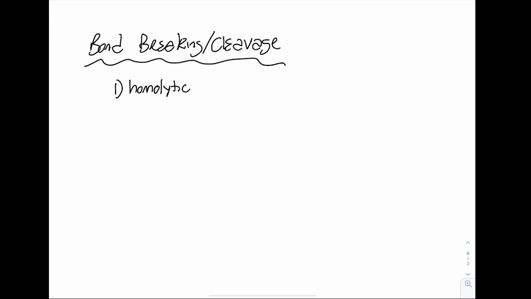So homolytic, and this is symmetrical. Lytic, if you lyse something, you're breaking it. And then homo, they're both going to the same side. So essentially we're dividing the electrons equally. We have not seen these yet this semester. All the ones that we've been doing have been both of the electrons going in one direction versus being equal.